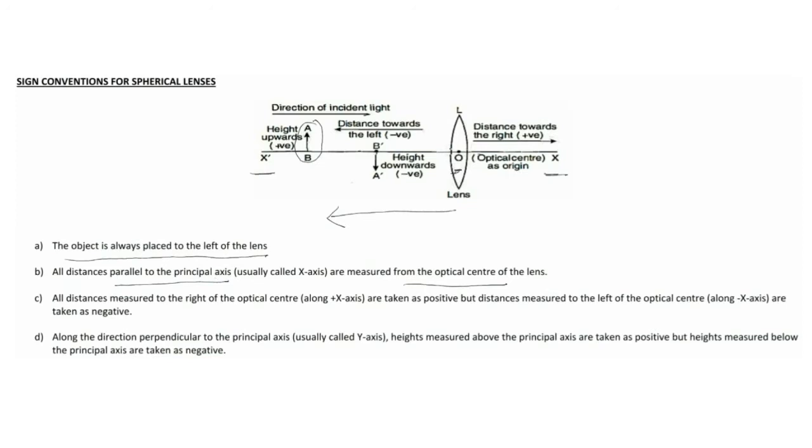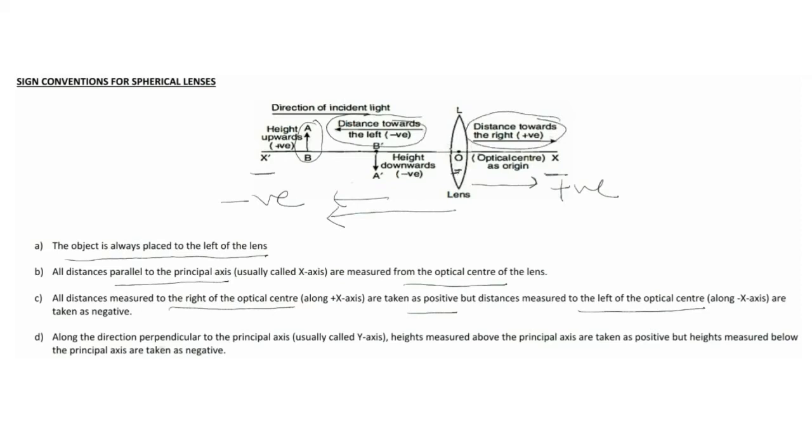Third point: all distances measured to the right of the optical center. O is the optical center. The distances measured to the right of the optical center are taken as positive. But distances measured to the left of the optical center, this side, are all negative. So it is written here: distance towards the left, negative. Distance towards the right, positive.